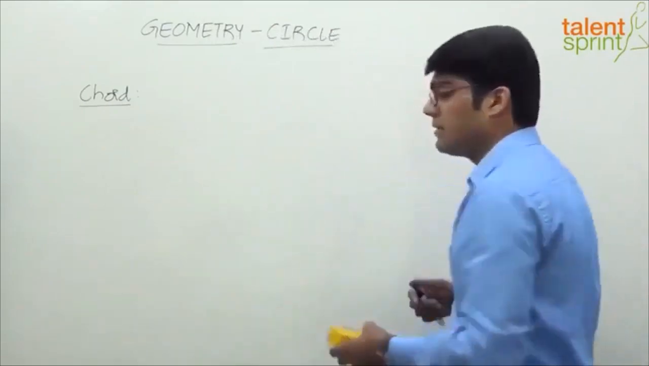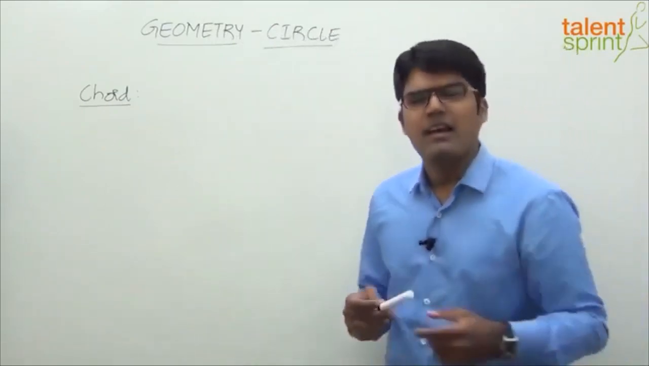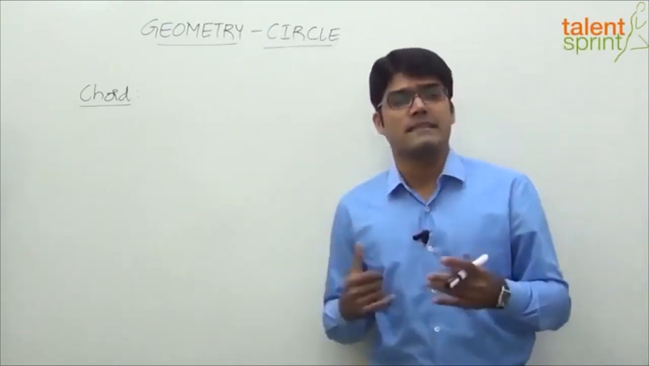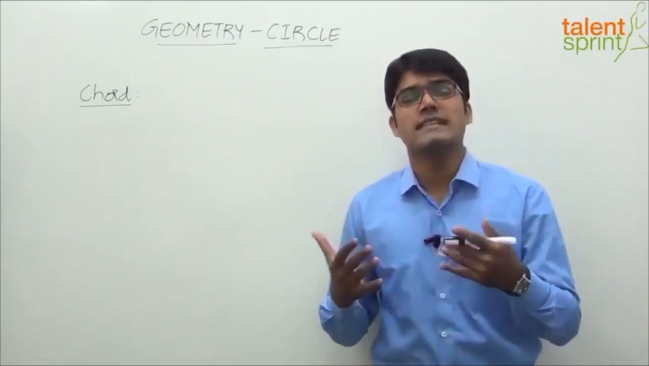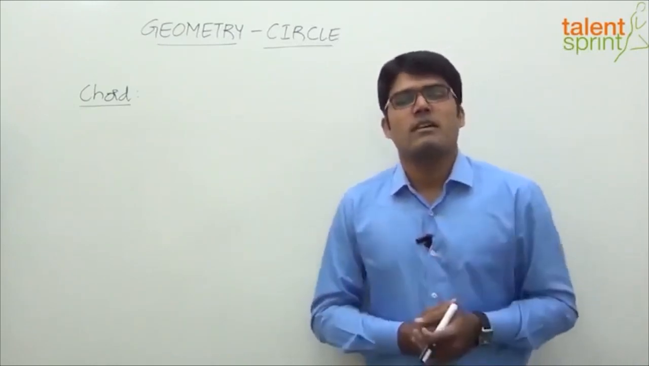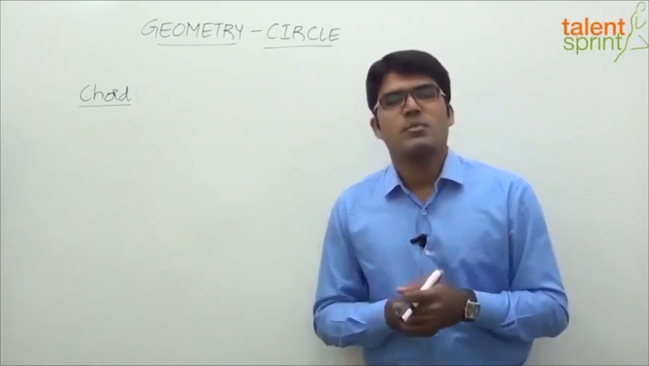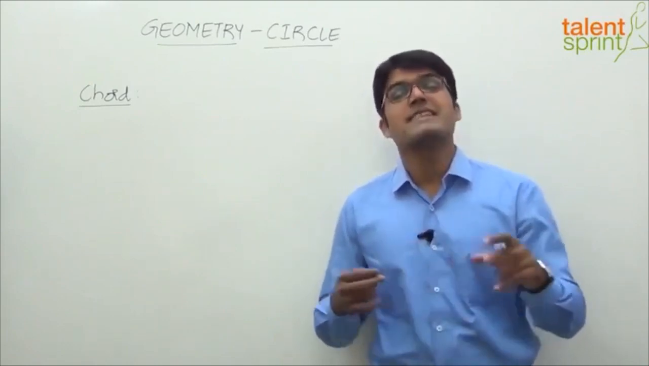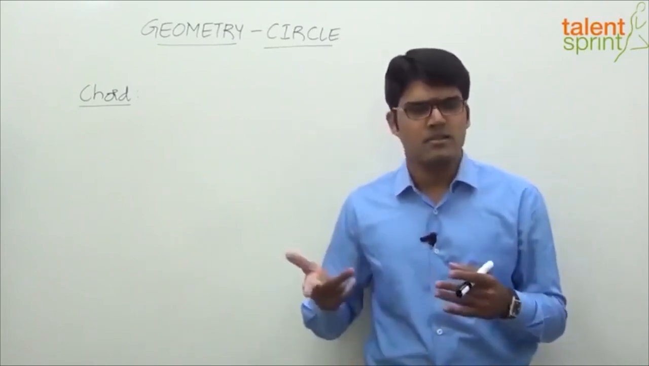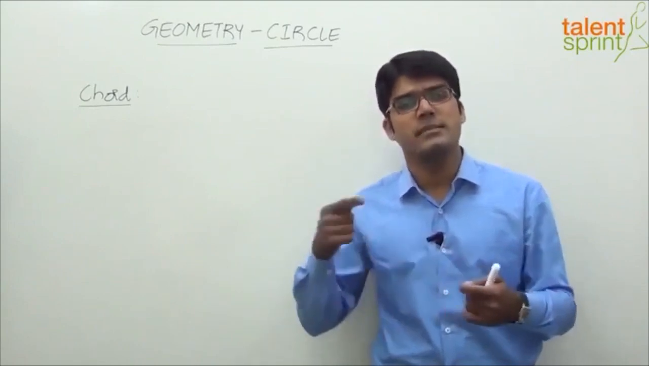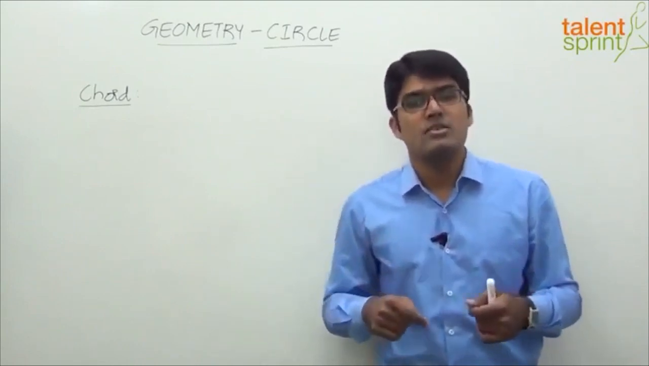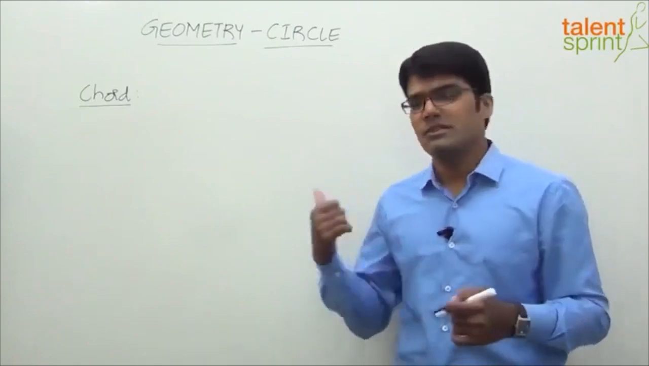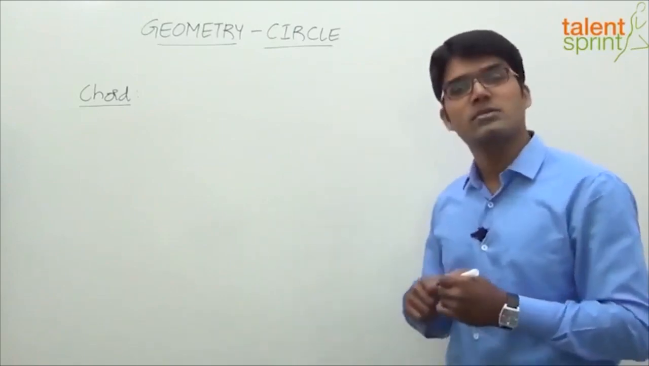Now the last property of a chord here is with respect to intersecting circles. Let's say two circles intersect each other. When two circles intersect each other, it's obvious that there will be two intersection points. So there can be a common chord. This property is with respect to such a common chord.